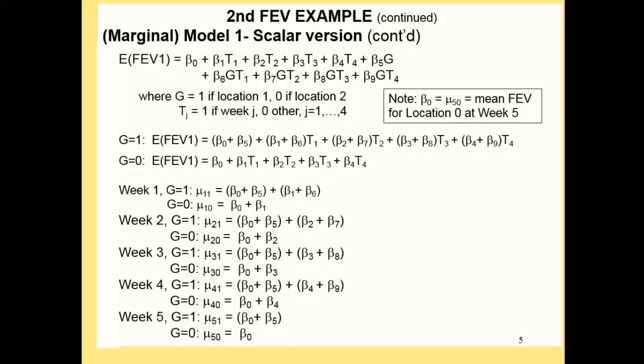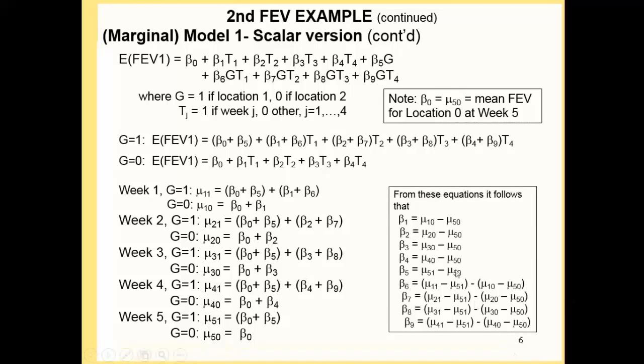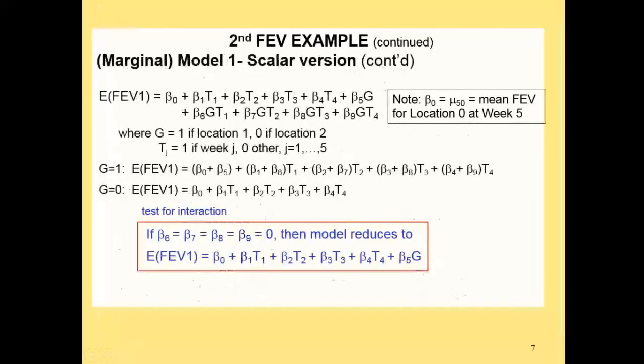What's beta 1? Well, it turns out that you can solve for this. I'm not going to get into all this, but beta 1 is mu 1, 0 minus mu 5. You can actually solve for each of the betas in terms of the mu's. Again, I'm going to talk about this next time. But let me ask you this question.